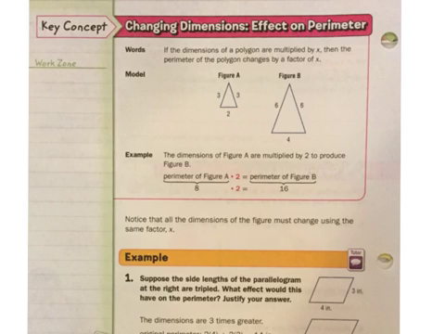This is lesson 4, chapter 9, and we're going to talk about changing dimensions. The first thing I'm going to talk about is how it has an effect on perimeter.